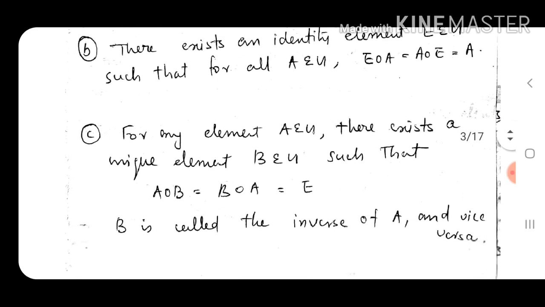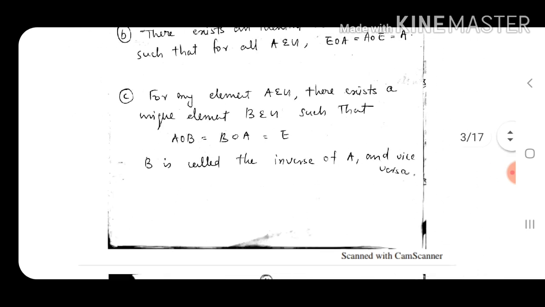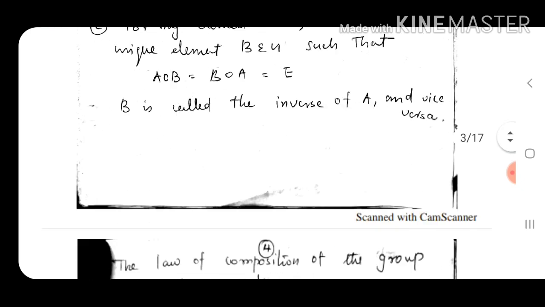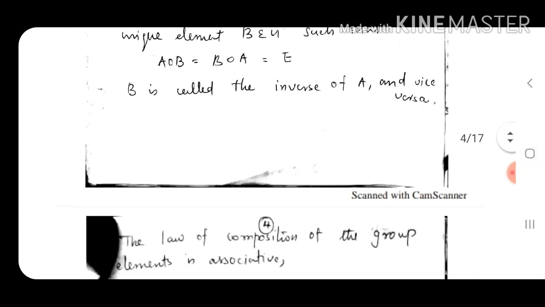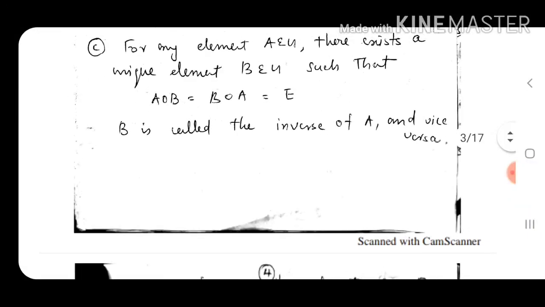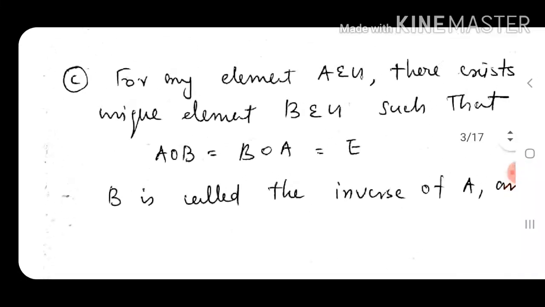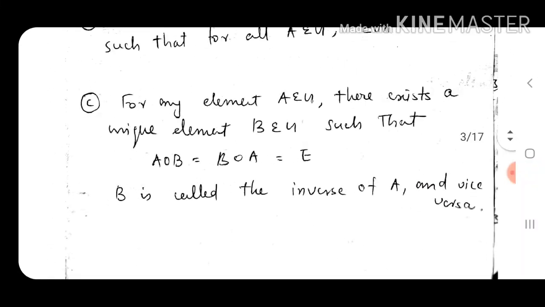Now the third property: for any element A belonging to G, there exists a unique element B, which also belongs to the same set G, such that A composition B is equal to B composition A, which is equal to E. In this case B is called the inverse of A, and vice versa. That means A is called the inverse of B.